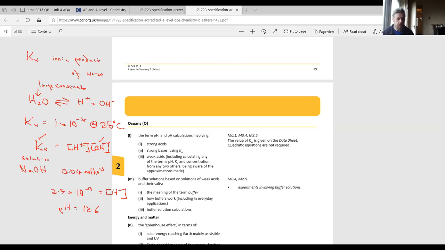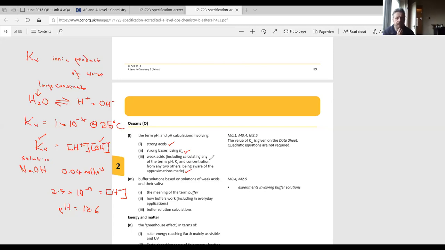So this isn't got anything to do with water. Well, yeah, you're going to put that into water to make a solution of that strength. So that's what we've just done there. We've done that, and we've done weak acids. Is that okay? Yeah. No, yeah, that's good.